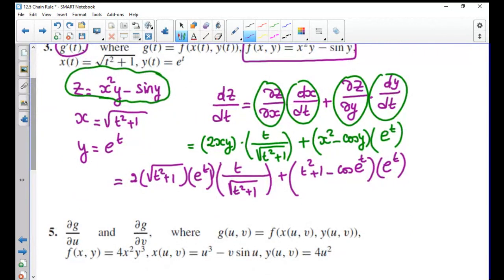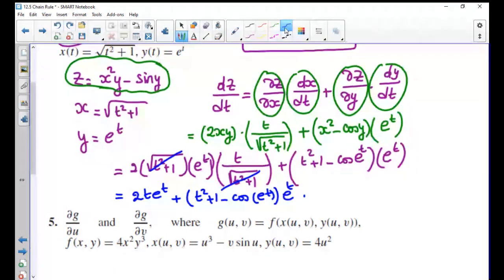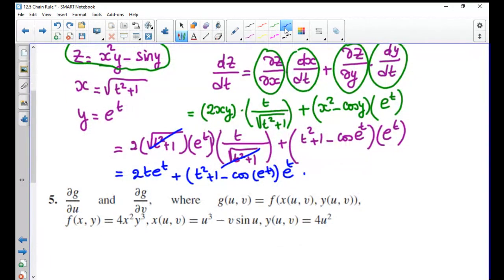We can leave it like this, or if we want, there is some simplifying that we can do. This and this can cancel. So in the end, we get 2t e to the power of t, and then we have the other term, t squared plus 1 minus cosine of e to the t, all of this times e to the power of t, and we can just keep it like this. So that is the derivative of z with respect to t in this situation.